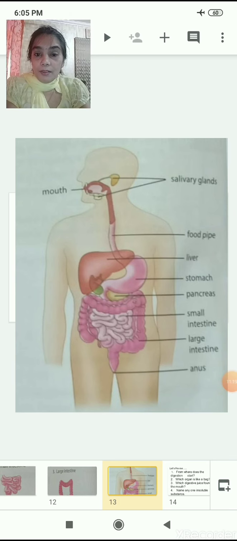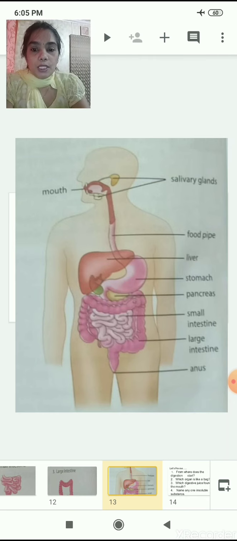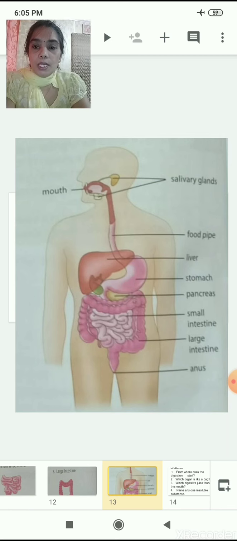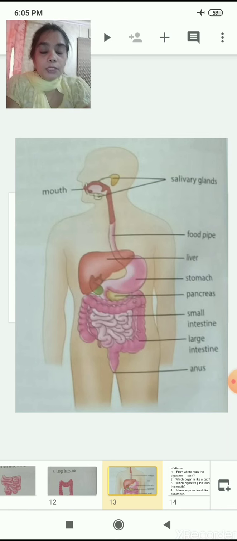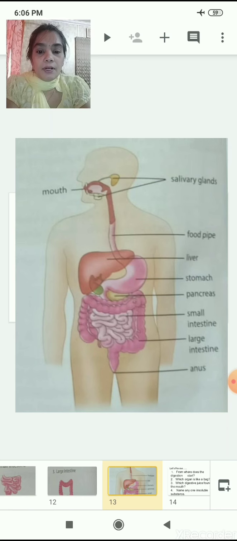So this is the diagram of the digestive system in the human body. Can you see the mouth at the start? Yes, we eat our food through this mouth, and the salivary glands help to make a thin paste of the food, and the food is passed through the food pipe, which is also called the esophagus. Can you see the liver and pancreas? Yes, and this is called the stomach.